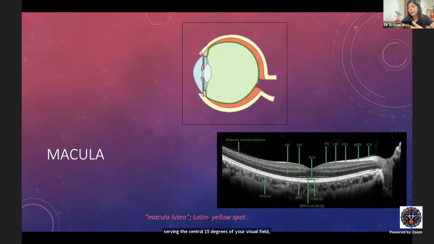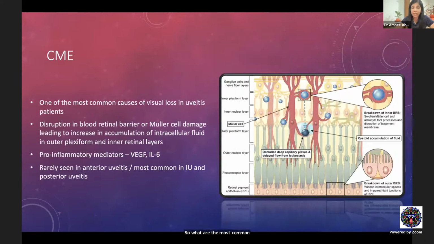These days, with the advent of newer ancillary diagnostic techniques like OCT, it has become very easy to delineate structurally all the layers of the macula. The macula is one of the thickest areas of the retina, surrounding one of the thinnest areas of the retina, that is the fovea. So what are the most common complications which you would come across in the macula in patients with uveitis? First is cystoid macular edema.